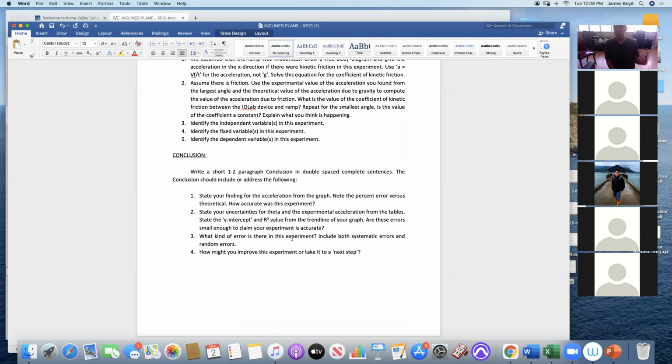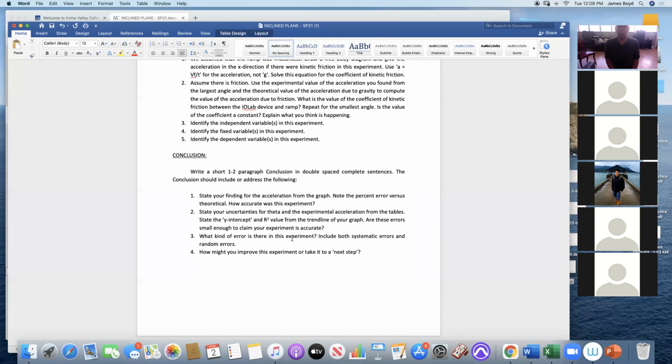was our data? So give your experimental G, give the percent error versus the theoretical, talk about whether it was accurate or not. My 8.55 versus 9.81, probably not great. Pretty far off from what it should be. Why? Because of friction.